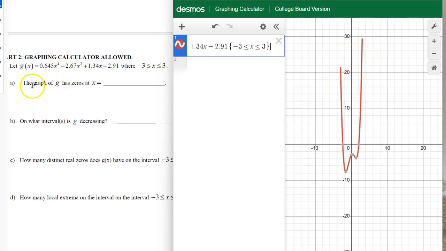Letter A, the graph of G has a 0 at X is equal to. Remember, 0 is where it crosses the X axis. And right now you already have the gray button going on. So I got this one.